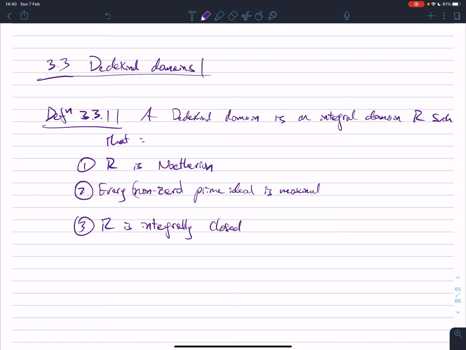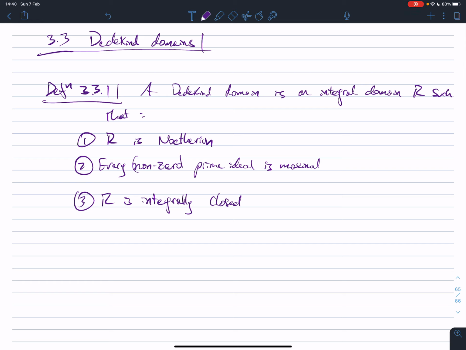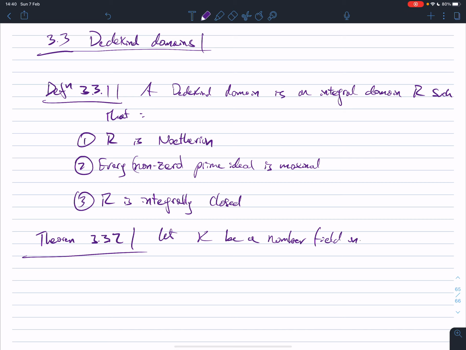So last time we saw that the ring of integers is Noetherian, as I was saying, and we saw also that every prime ideal is maximal. But we haven't seen the third condition. So here's a theorem, 3.3.2. If K is a number field, and O_K the ring of integers, then O_K is a Dedekind domain.